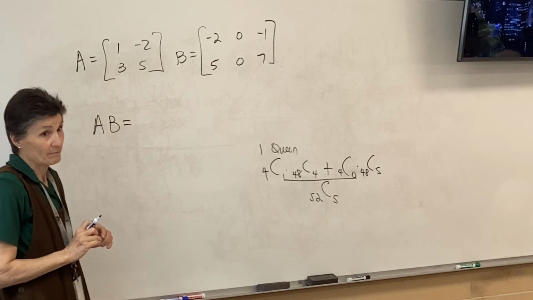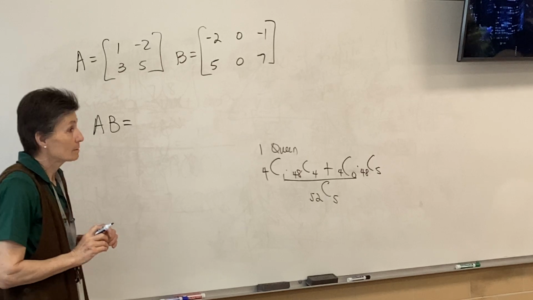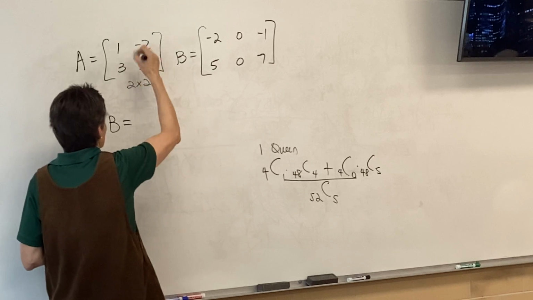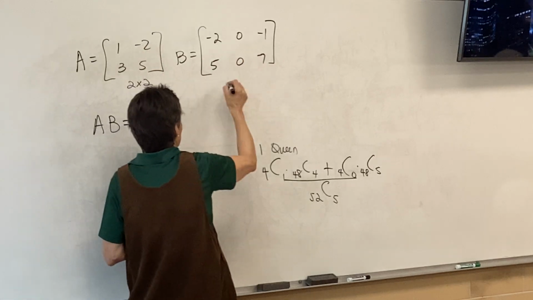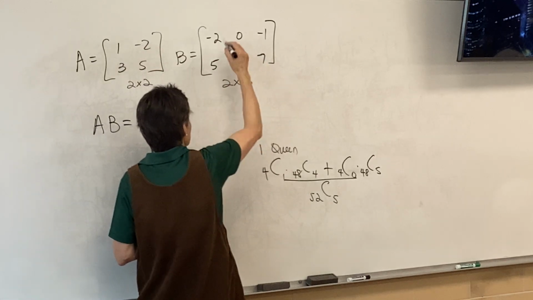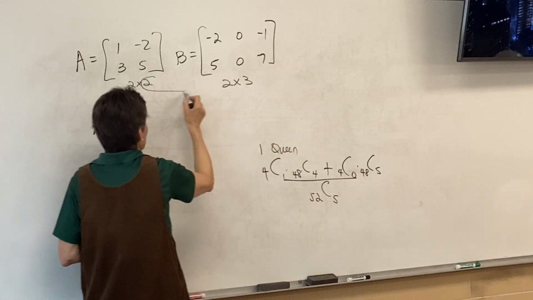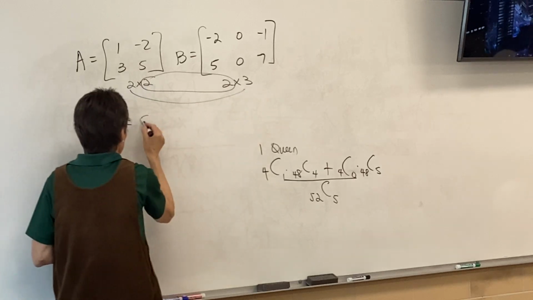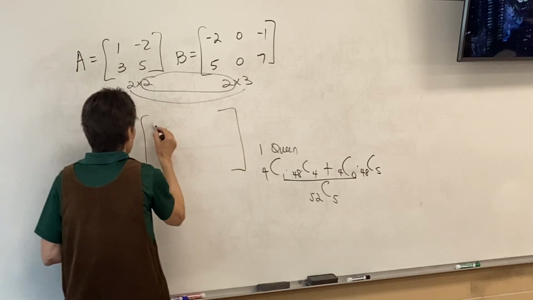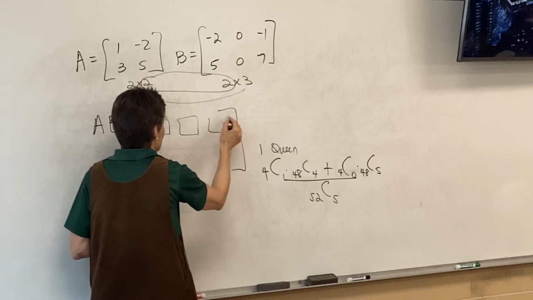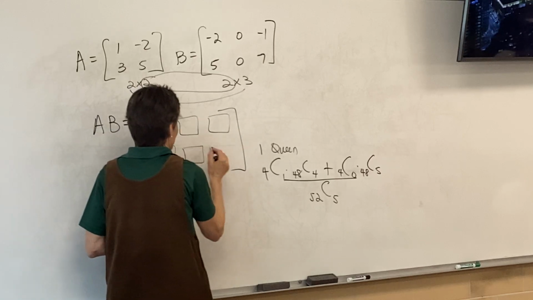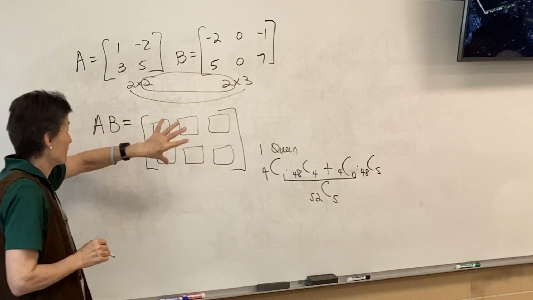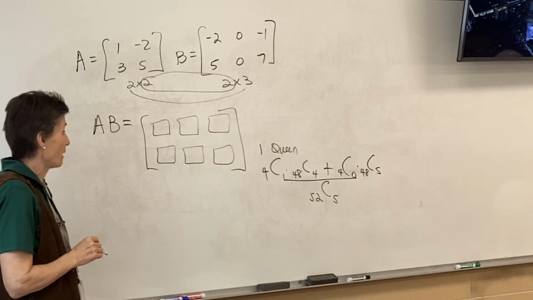What's the first thing we have to check? Can you even do it? Yeah, so this one's 2 by 2, 2 rows, 2 columns. This one's 2 by 3, 2 rows, 3 columns. Can we do it? Yes. And our answer will be another 2 by 3. So in other words, it's gonna look just like that one. So I gotta find all these numbers that go in those spots.